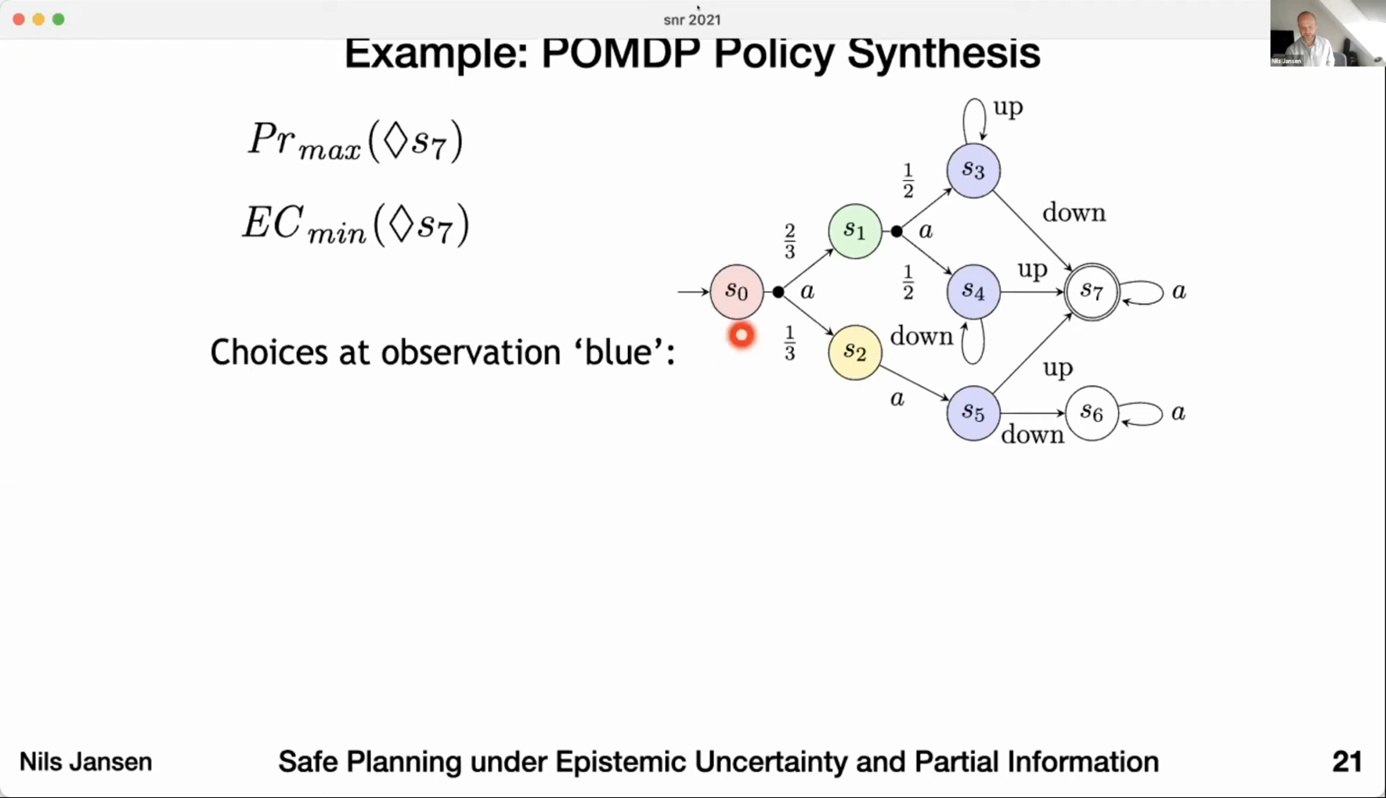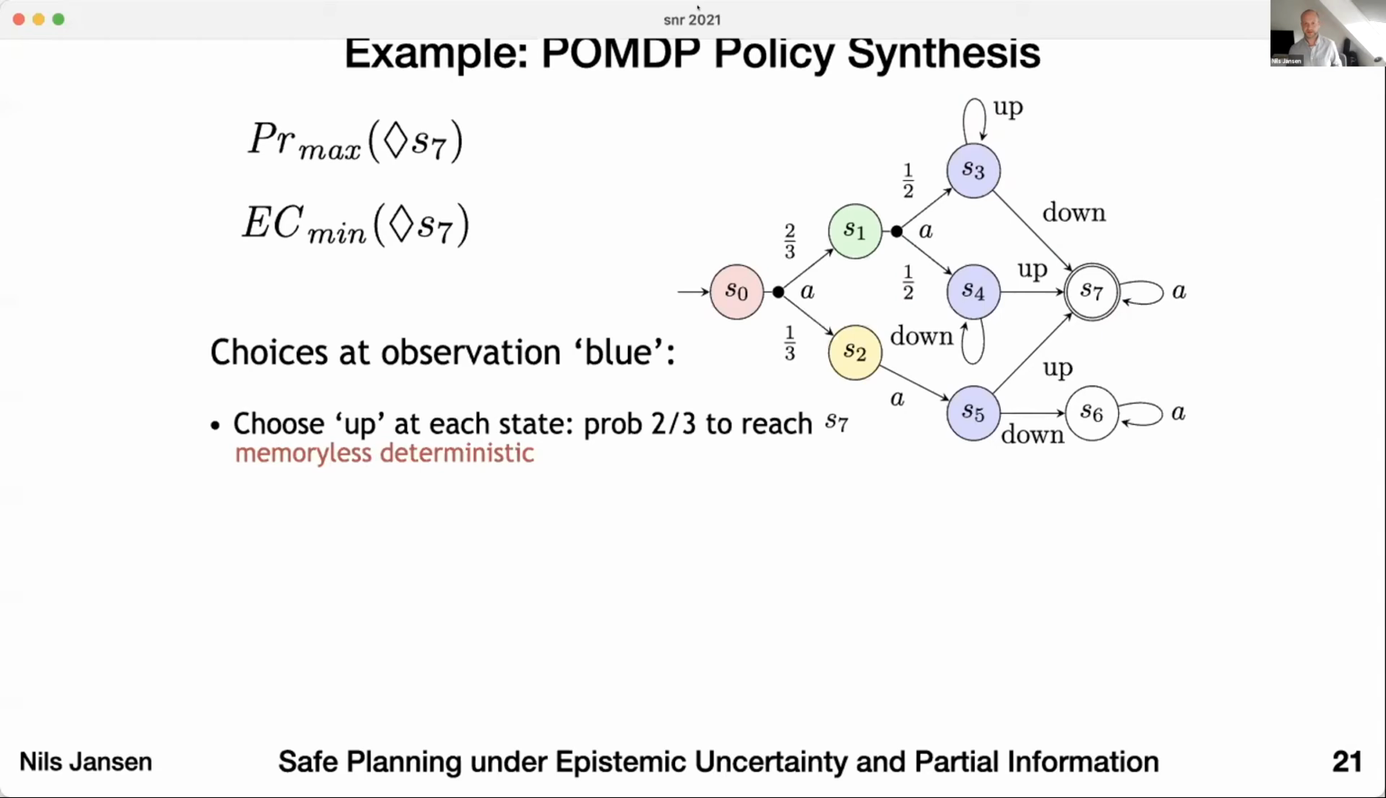In the other states, it doesn't really matter. So what this means practically here now at the blue state, we need to decide, do we go up or do we go down? Okay. So let us say we choose up at each state. Yeah, so we do up here and here and here. What you see already is that with up, we will reach S7 from these states, but not from this state. So this is kind of bad because there's a trade-off between these decisions.